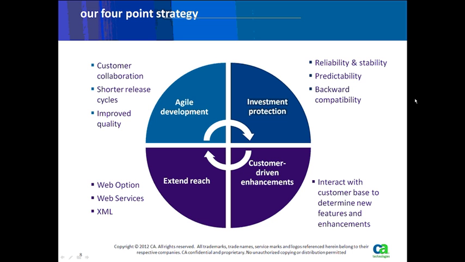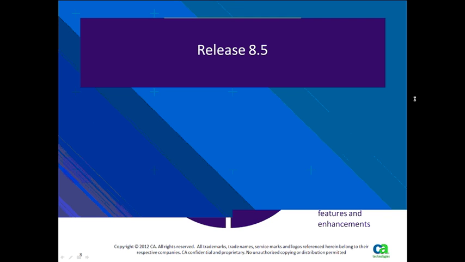And then also at the same time, we're looking to extend the reach of TUI, most obviously with the web option add-on product. There'll be a little bit about that. But then also within release 8.6, we brought out some web service functionality, and then we're looking at doing some XML-related functionality in the next release. So I'll briefly go over 8.5 now, and then I'll discuss the agile development and 8.6 and the features.